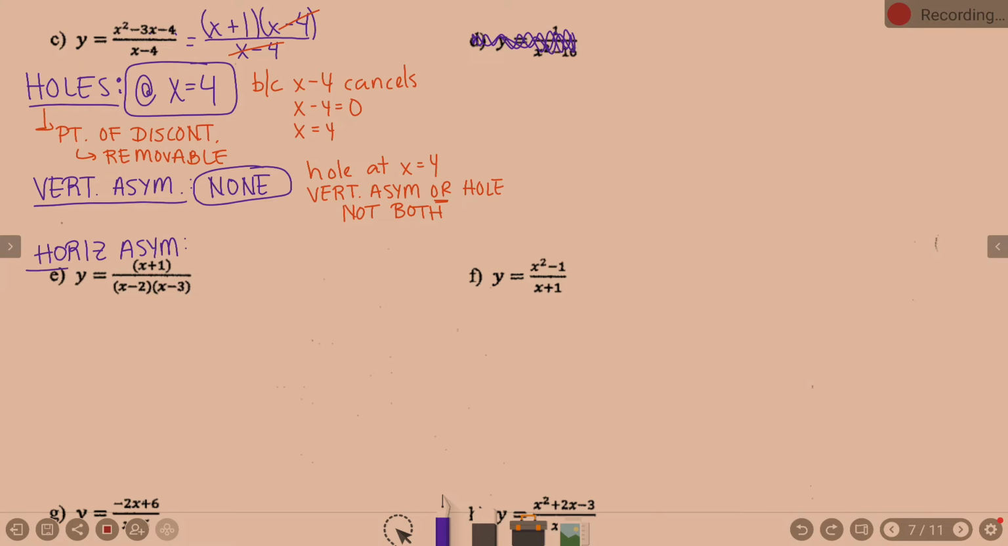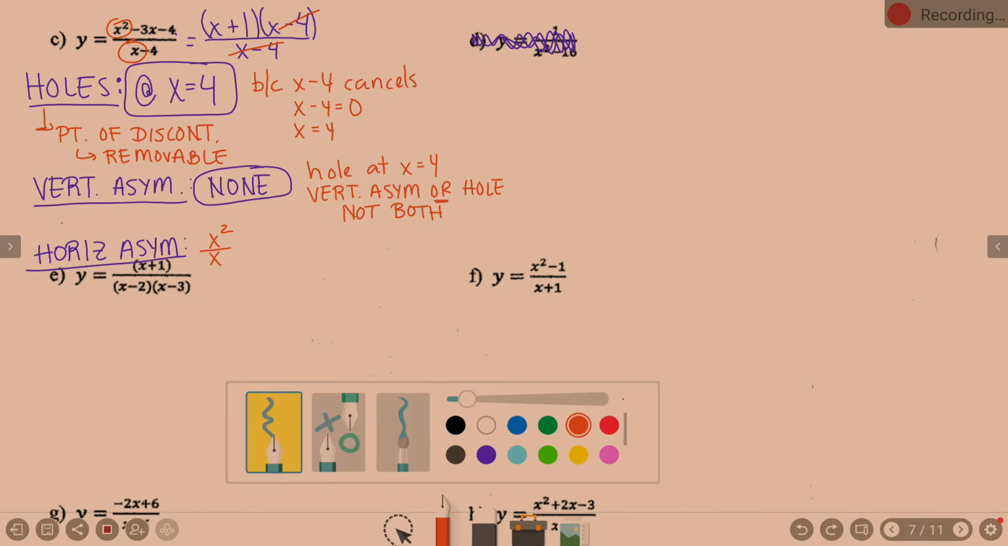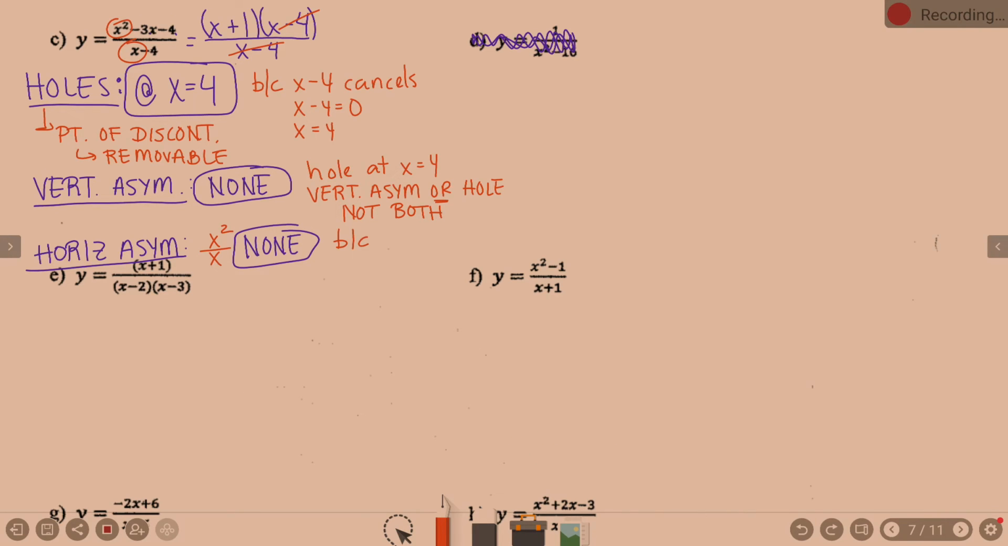Horizontal asymptote is all about the powers. What's the biggest powered term on top? X squared. What's the biggest powered term on bottom? X. Where is the biggest power? On top. So what's the rule say? There are no horizontal asymptotes. And there are no horizontal asymptotes because? Right. Bigger power on top.